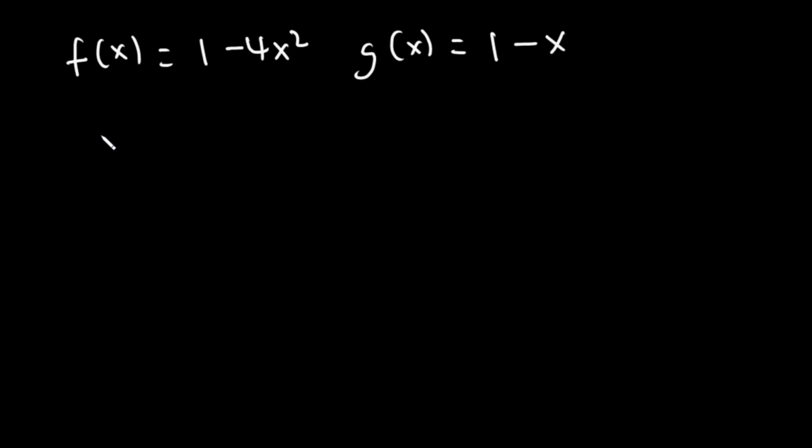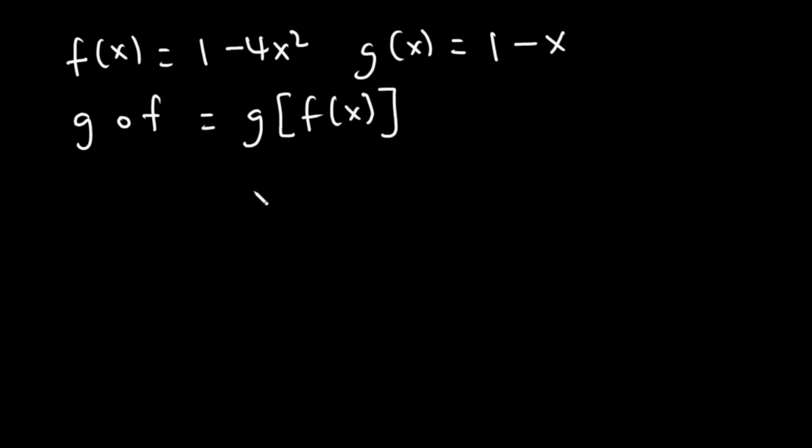Let's solve some more examples. Given a function f of x, which is equal to 1 minus 4x squared, and g of x, which is equal to 1 minus x. Let's find g of f. So this time f is inside of g, so it's equivalent to g into bracket f of x. So we are going to replace f of x with 1 minus 4x squared. So it's going to be g into brackets 1 minus 4x squared.